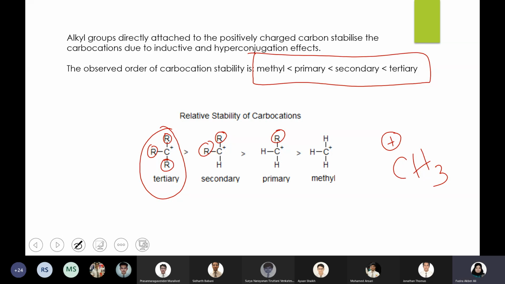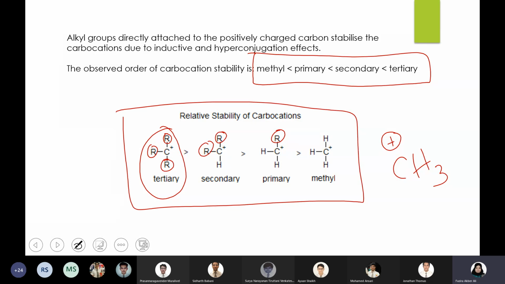So when you look into the stability, tertiary is more stable, then comes secondary, then primary, and the least stable one is methyl carbocation. The reason for the stability is important, but you will learn that in the coming part of this chapter, related to the inductive effect and hyperconjugation. We will discuss that a little later, but for now you just need to know the trend, or you can say the relative stability of carbocations. Tertiary is more stable, then secondary, then primary, then comes methyl carbocation.